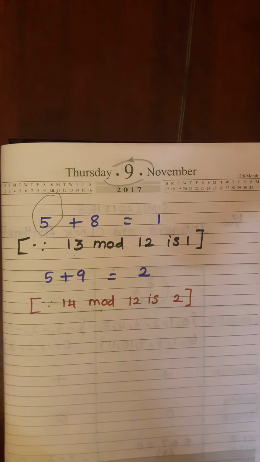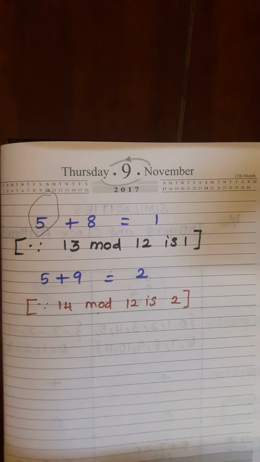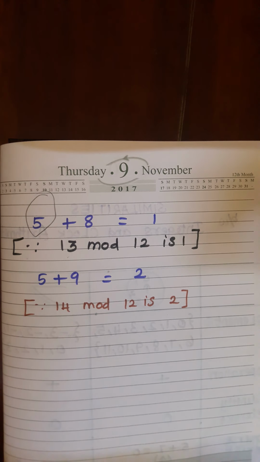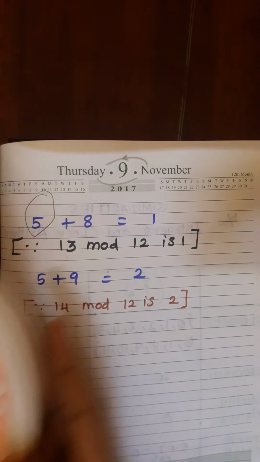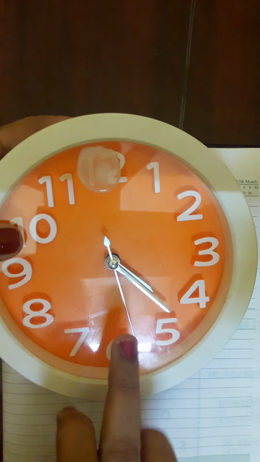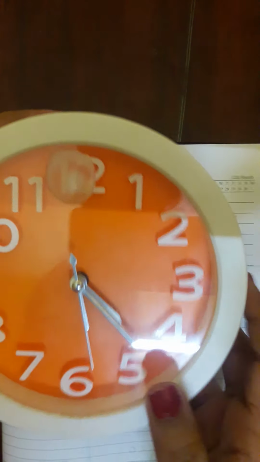One more example. I'm going to explain this example with the help of a clock. What is the addition of 5 and 8? So 5 plus 8 is 1. Usually in basic arithmetic, 5 plus 8 is 13. But in modular arithmetic, 5 plus 8 is 1. Take this clock as an example. Ignore the other small hands. Just consider the hour hand and minute hand alone.